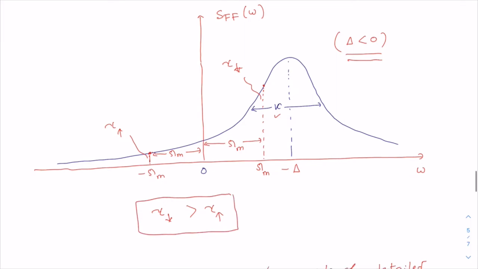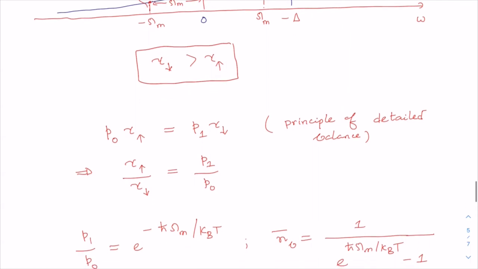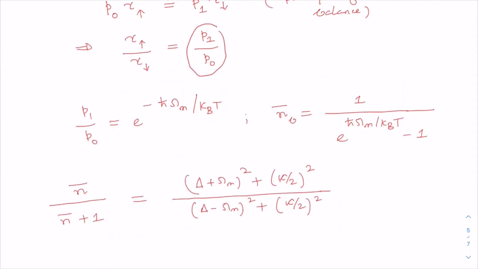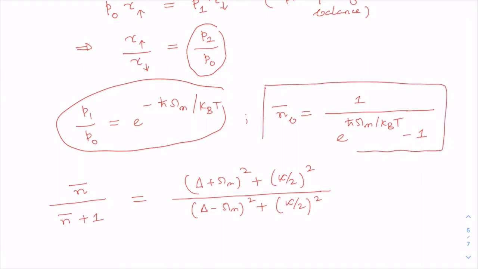So this is going to lead us to cooling, and then we invoke the principle of detailed balance, which says that in the steady state, the rate of downward flow must be balanced by the rate of upward flow. From this we get a ratio between the upward transition and the downward transition in terms of the corresponding occupation probabilities, which are again related to each other by the so-called Boltzmann distribution. Invoking all these, and knowing that the average phonon number is given by this expression, we can work out an expression for the average phonon number with this relation.